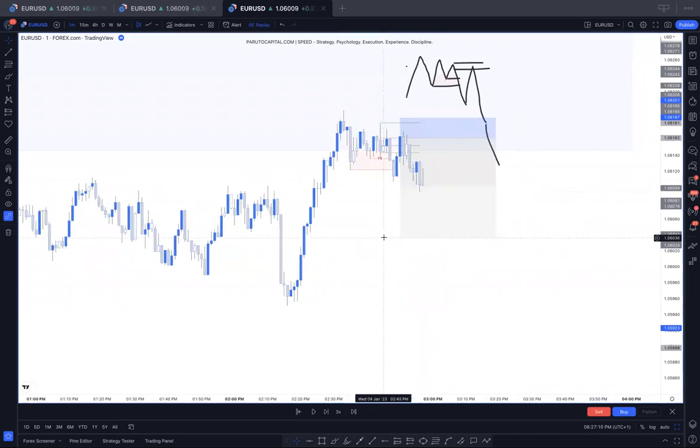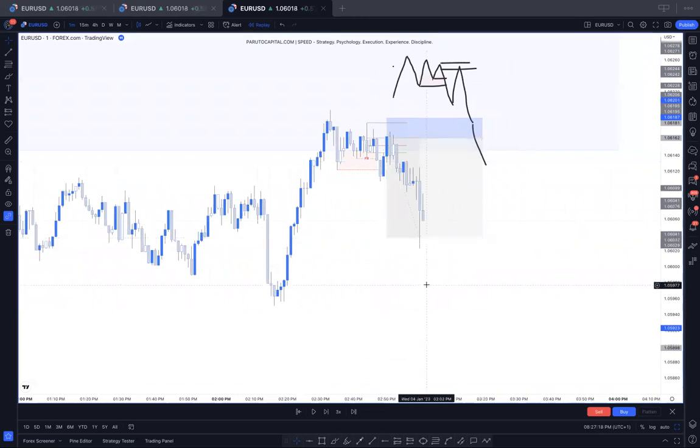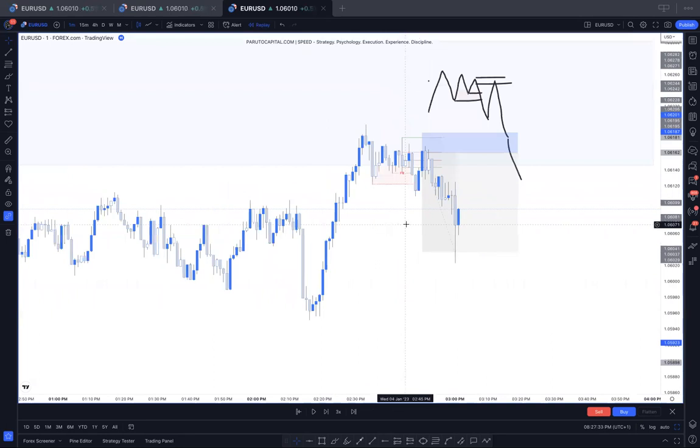So price continues to play. Bam, you can see. And then around 3 p.m., price has hit our target of 1 to 5. Clean price action. And this was a trade that happened today, right? This afternoon. And this is basically how I trade the market.